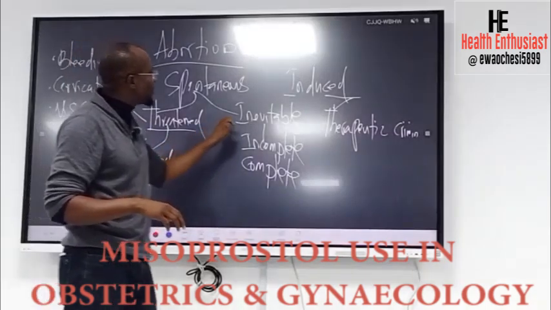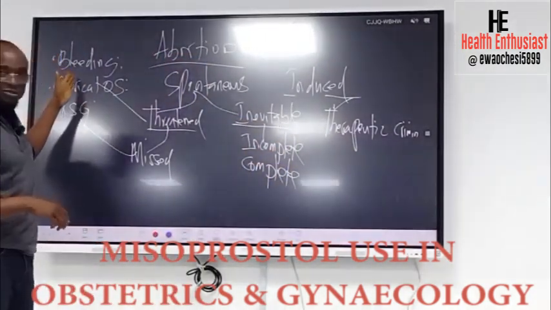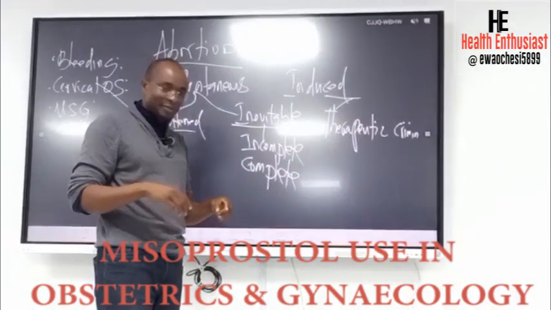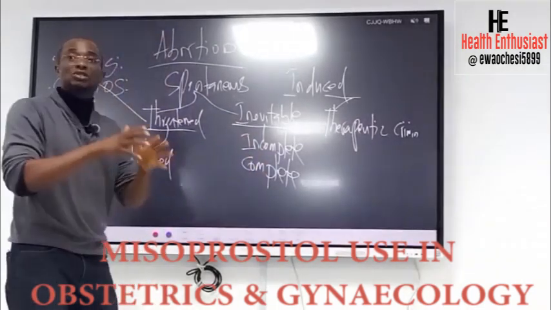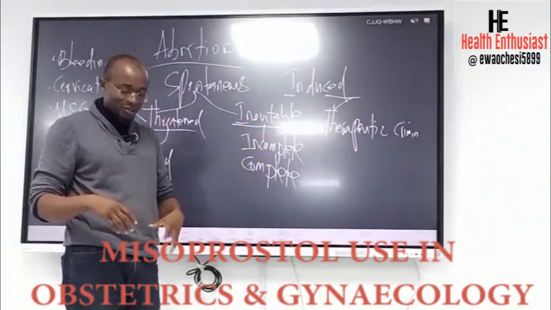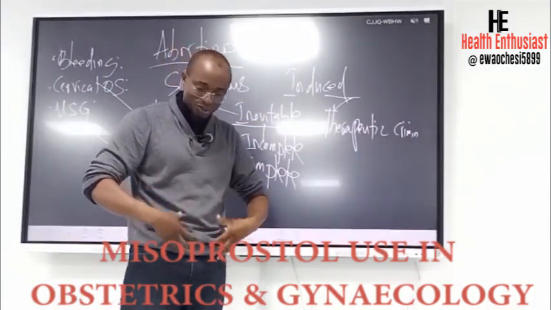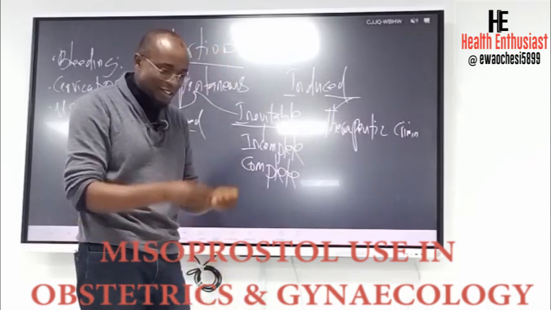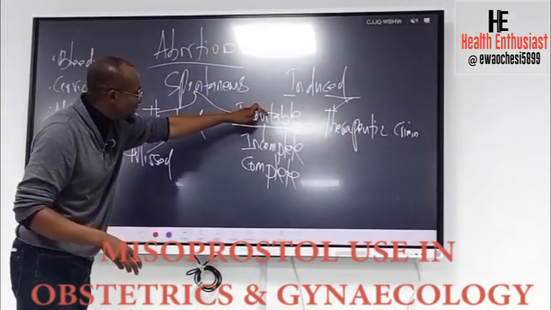Now, when you talk about inevitable abortion, again, you consider bleeding, cervical os, and then ultrasonographic reports. In inevitable abortion, the bleeding is heavy. Bleeding is heavy. The cervical os is open. And then in inevitable abortion, you see products protruding from the vagina. When it happens like that, it is inevitable abortion.